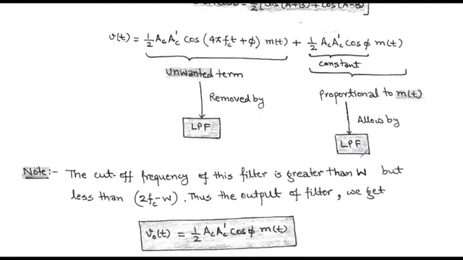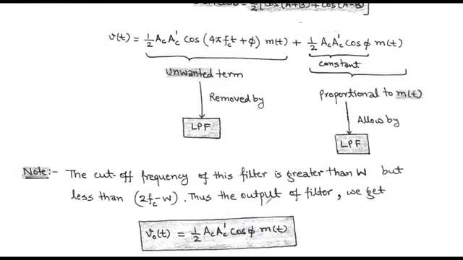So with the help of low pass filter, the first term is removed while the second term is passed. Here we note a point: the cutoff frequency of the low pass filter is so adjusted that it should be greater than capital W, that is the bandwidth of the message signal, but it should be less than twice Fc minus W.